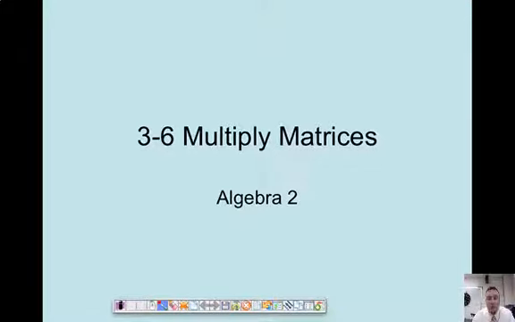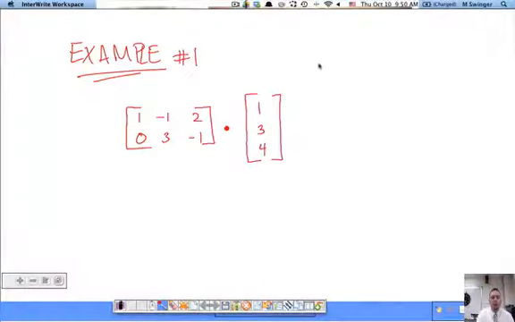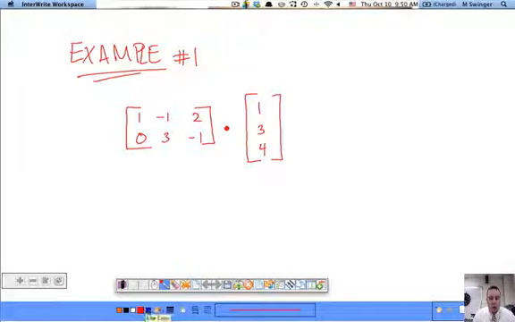So pay attention. Alright, let's get to the first type of question. Example number 1. We're going to multiply this matrix times this matrix. But how do you know you can multiply these two together? You have to check out the dimensions. What are the dimensions of this one? There's 2 rows by how many columns? 1, 2, 3 columns. This is a 2 by 3.